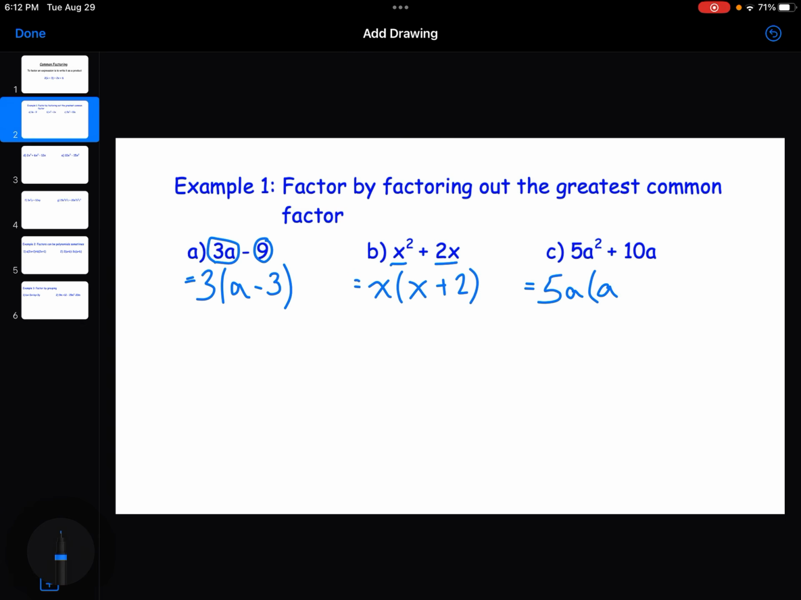Let's put our equal signs here. Next, we're looking at 10a divided by 5a. Well, 10 divided by 5 is 2. a divided by a is 1, so I'm just going to leave that. Again, if I were to multiply this back out, I know that I've got the right answer, because 5a times a is 5a squared, and 5a times 2 is 10a.